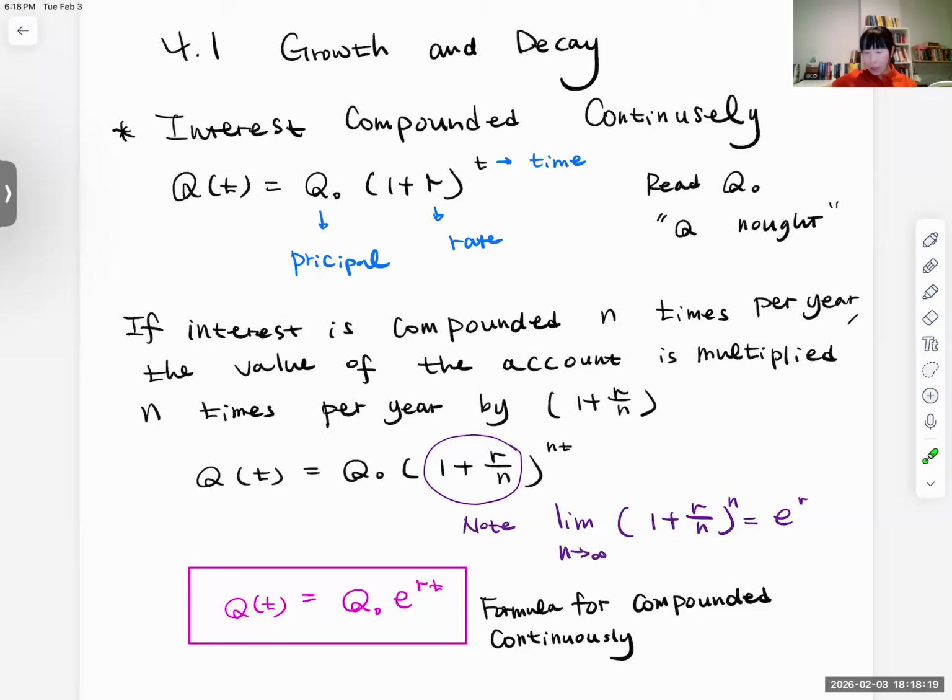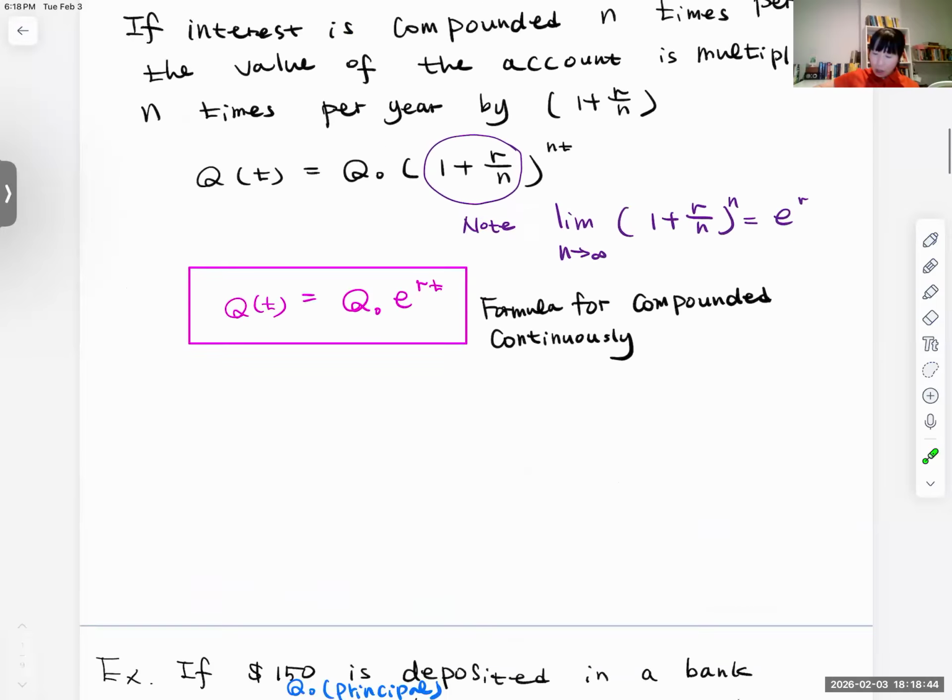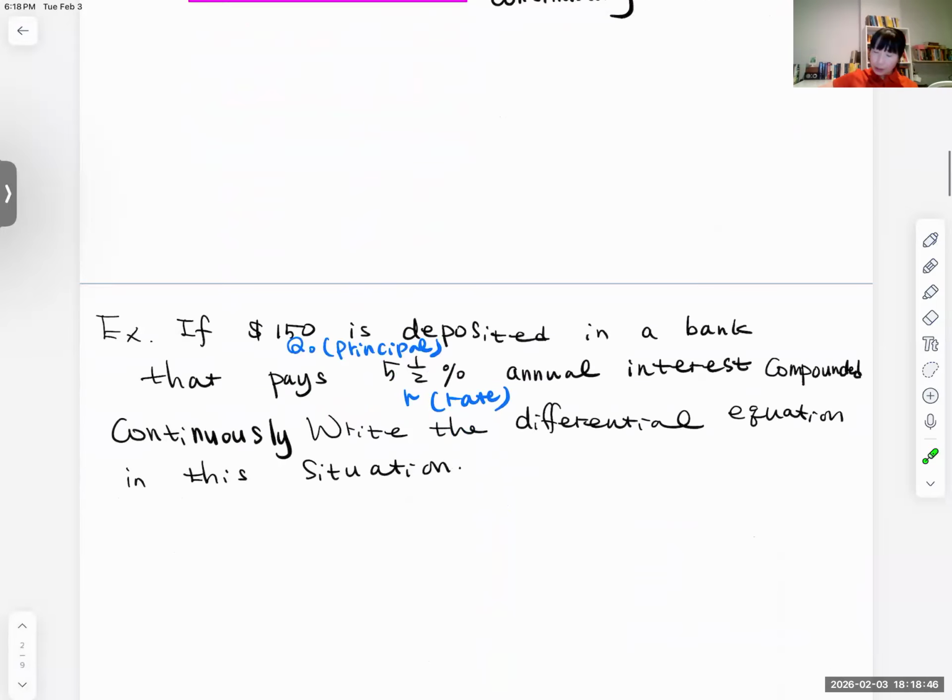So instead of the crazy formula, if we have interest compounded continuously, then we can just use the initial amount or principal times e to the r t. So r means the rate, t means the time in years. Make sense? Okay. Now, let us do these questions.